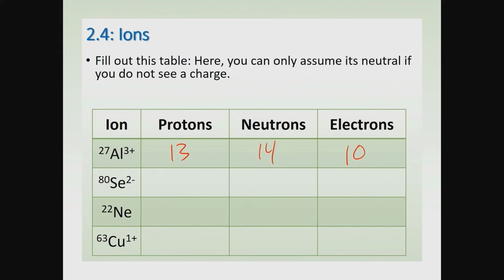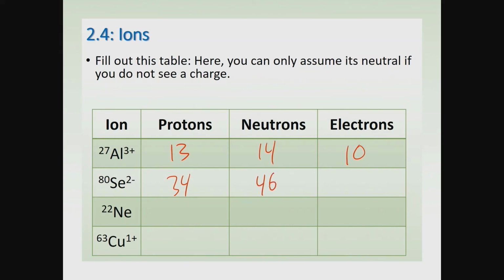Okay, for the next one, selenium. It has a mass number of 80 and a charge of -2. So the atomic number is 34. So can you figure out the neutrons given the mass number? It's going to be 80 minus 34, and so it's going to be, what, 46 neutrons?